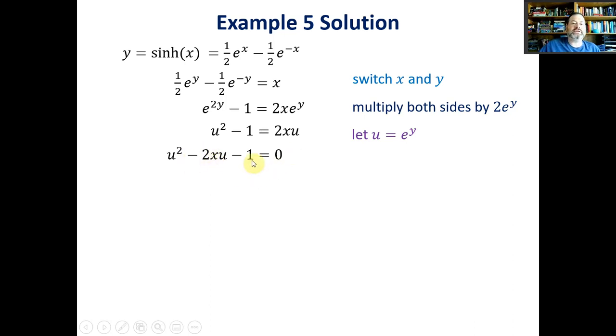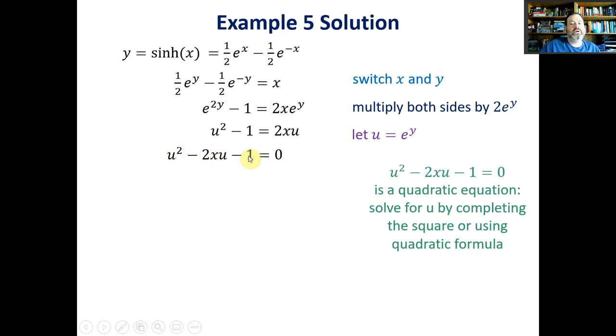And what you might notice is that this is a quadratic equation in u. Remember, like ax squared plus bx plus c equals 0? Here, except instead of x, we use u. So a is 1, b is negative 2x, c is negative 1. Because we have a quadratic equation, we solve for u by completing the square or using the quadratic formula. I did completing the square. You guys could use the quadratic formula.